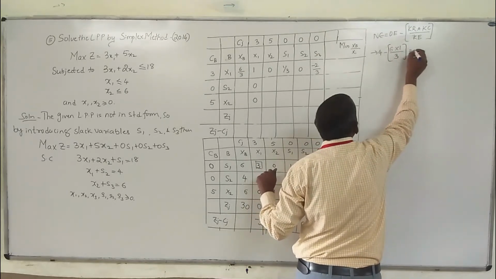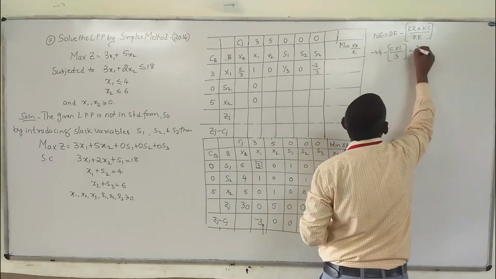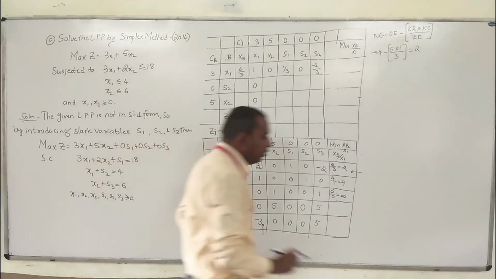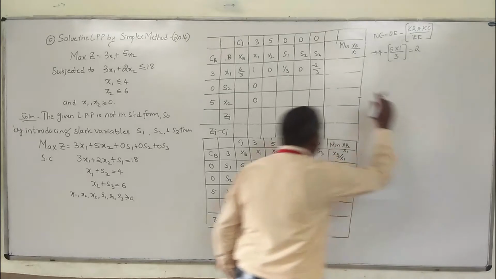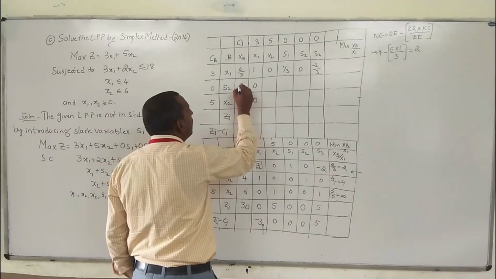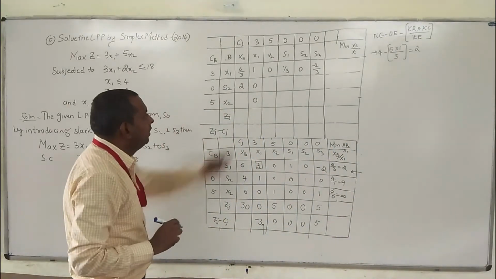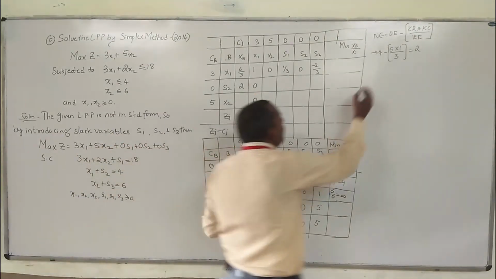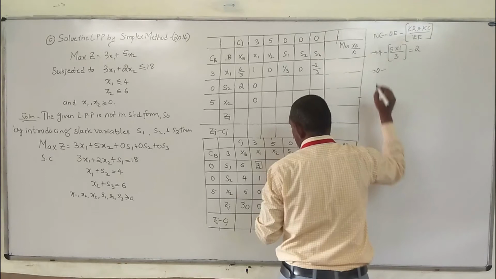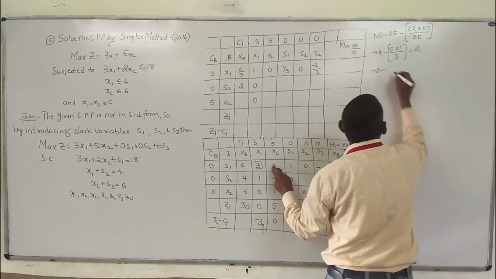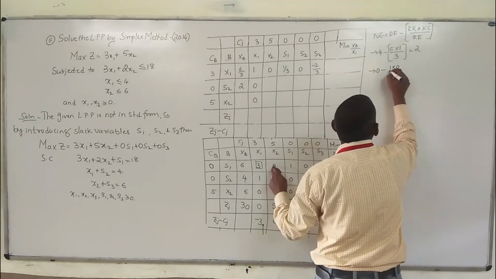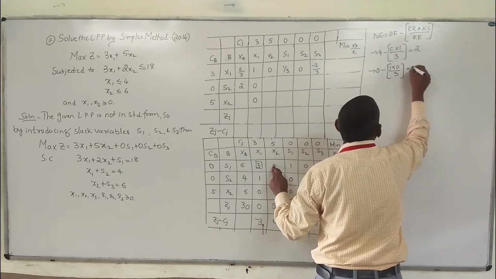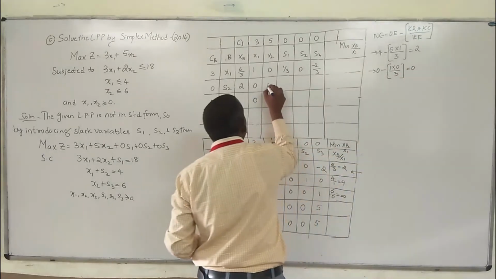So the answer is how much here? I think it is 2. Fine. It is 2, so let me write 2 here. The next comes finding this value, that is 0. So old element is 0 minus key row, key column, that is 1 into 0 divided by 3. So how much is the answer? 0. So let me write 0 here.